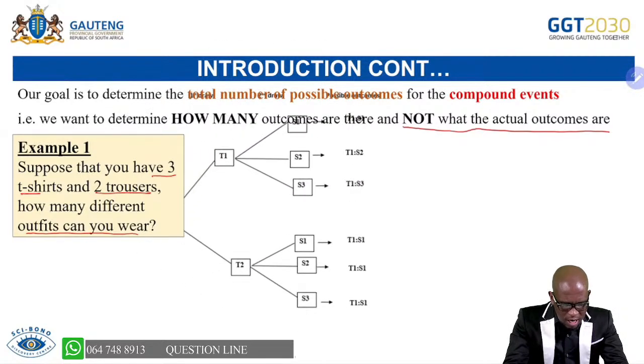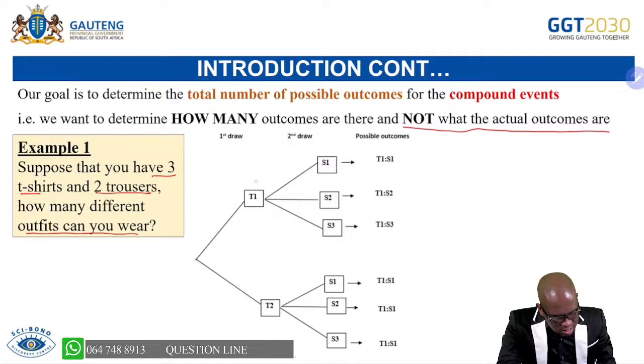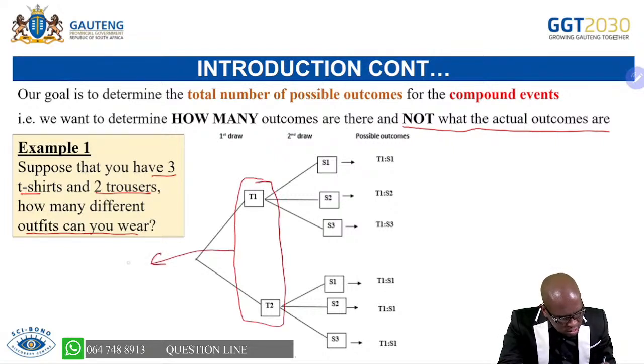Now let's check here how we can actually come up with a tree diagram. You can see here, these are the options for what? For the t-shirts. These are the options. This represents now the options for the trousers.